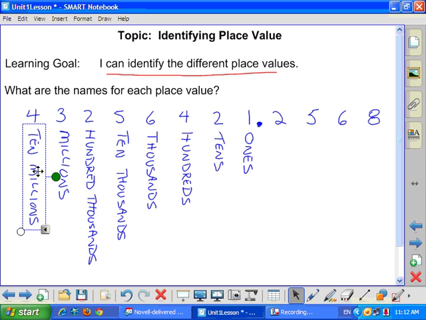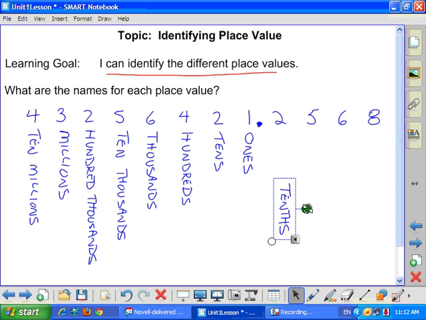Going to the right, we don't have a ones column. It actually skips to the tenths column. Tenths. And we put the THS on the end of all our words when we go in this direction. Now, why is it called the tenths column? Why is there no ones column? Just a quick aside.